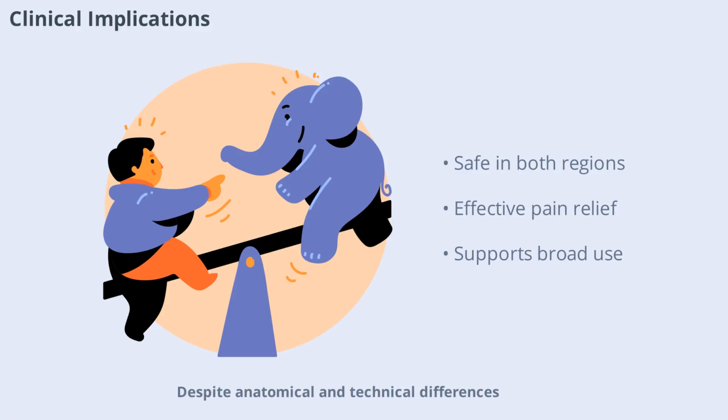Despite anatomical and technical differences, kyphoplasty remains a safe and effective treatment for osteoporotic compression fractures in both the thoracic and lumbar spine. The comparable outcomes in pain relief, vertebral height restoration, and complication rates support its use across both regions, allowing clinicians to confidently recommend the procedure based on individual patient needs.